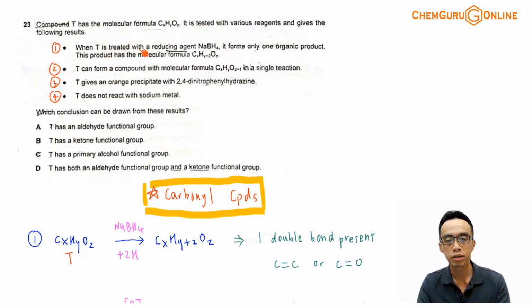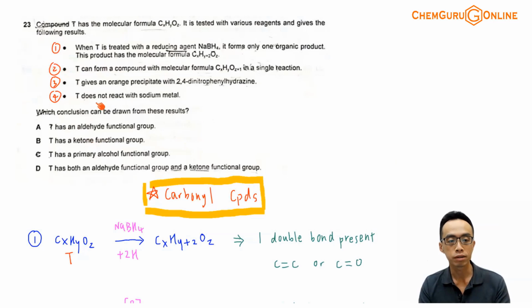Number 1, when T is treated with a reducing agent, sodium borohydride, it forms only one organic product. The product has the molecular formula CxHy+2Oz. Result number 2, T can form a compound with molecular formula CxHyOz+1 in a single reaction. Result number 3, T gives an orange precipitate with 2,4-dinitrophenylhydrazine. Result number 4, T does not react with sodium metal.